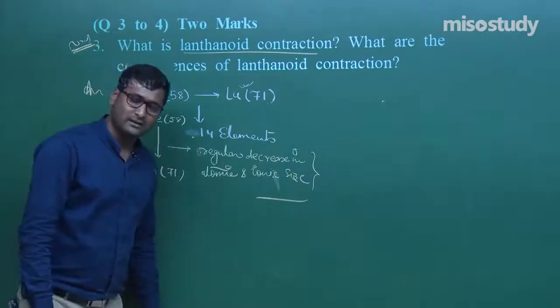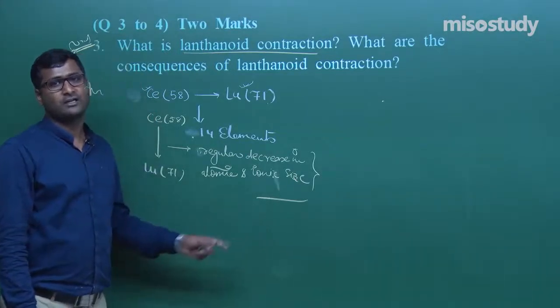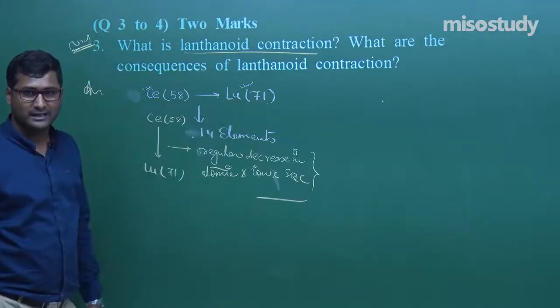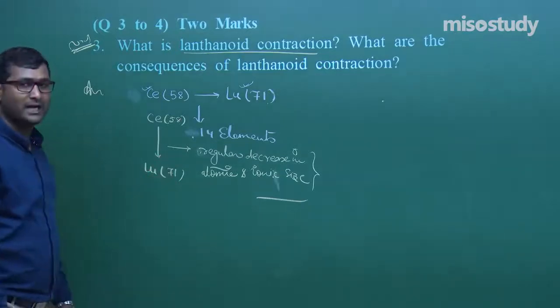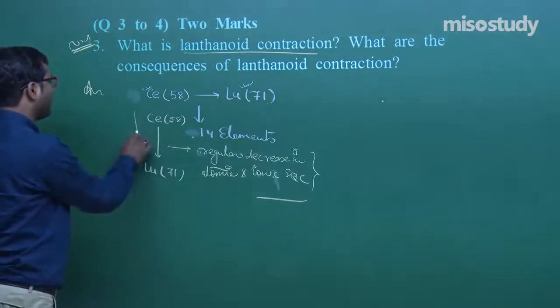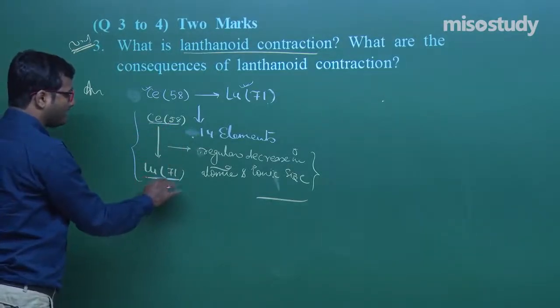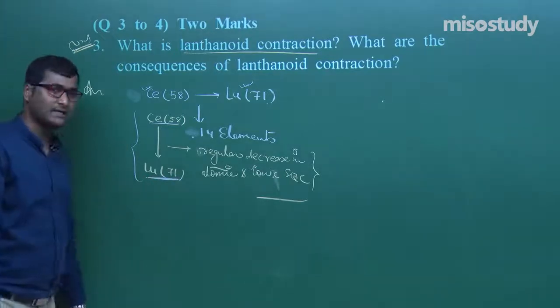And why is there an increase in the effective nuclear charge value? Due to the poor shielding effect or screening effect of the F subshell, and this is known as lanthanide contraction. Again I am repeating, the regular decrease in atomic and ionic size in the lanthanide series when we move from cerium to lutetium is known as lanthanide contraction. What is the reason for lanthanide contraction?